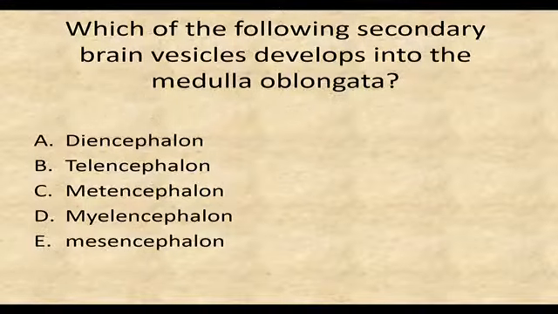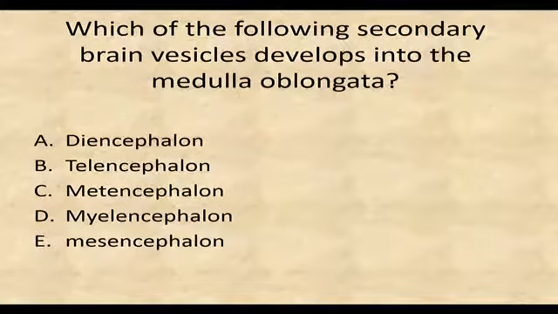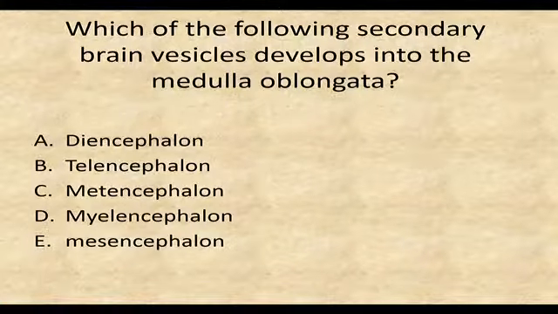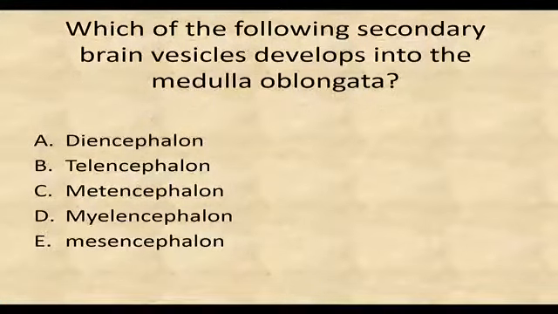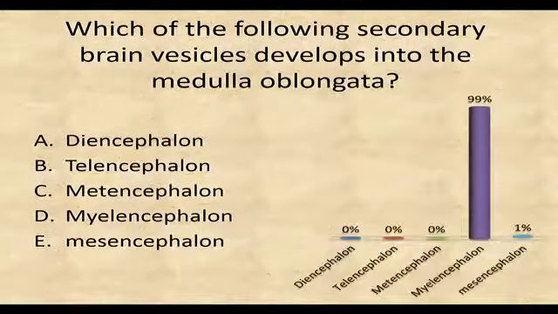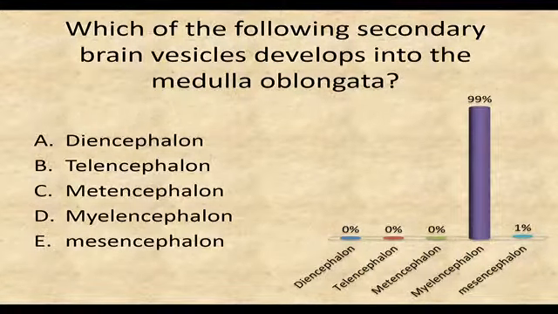Now, I'm going to ask you a question you know the answer to. Which vesicle did the medulla oblongata come from? Five, four, three, two, one. Okay, good. Most people got it right. The myelencephalon. Remember, it's the ABC, the end of the alphabet, the last one, myelencephalon.